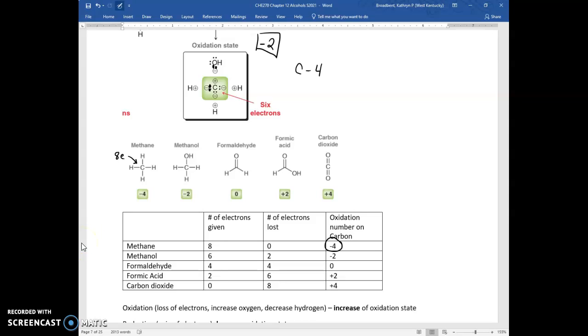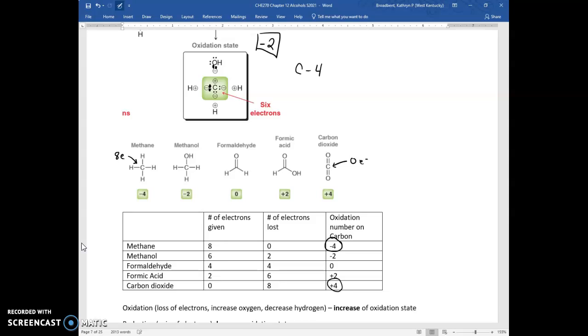Then let's look at the other extreme. Let's look at carbon dioxide. In carbon dioxide, all the electrons go to the oxygens, and so we get a carbon that has 0 electrons. And so carbon dioxide gives an oxidation number of +4. It would like to have 4 electrons, but it doesn't have any.